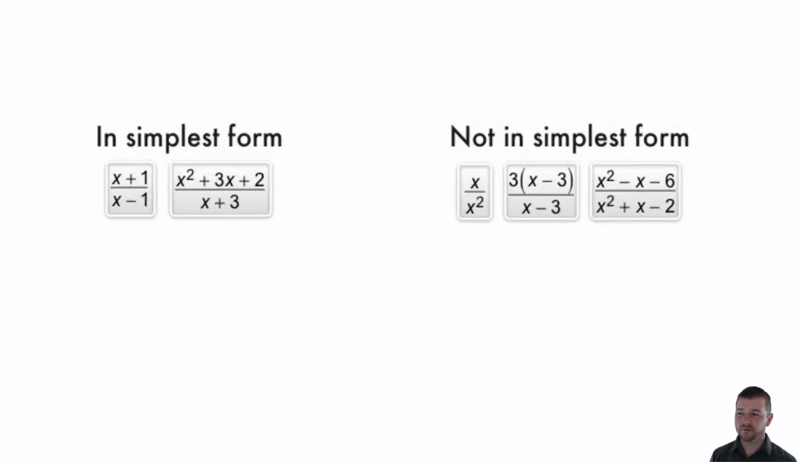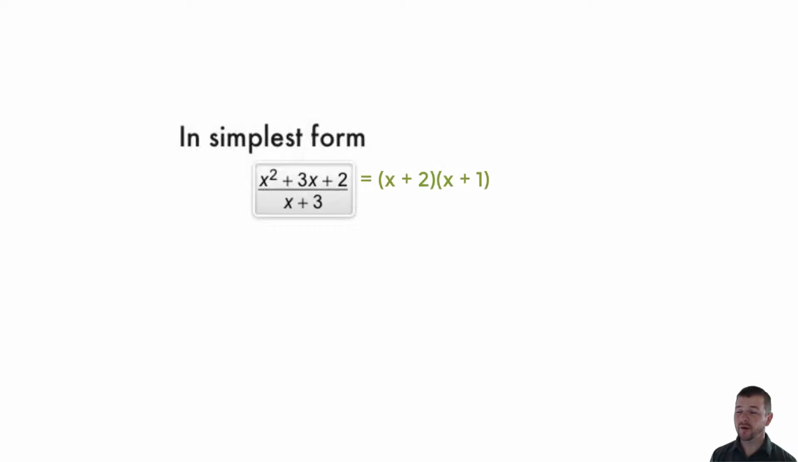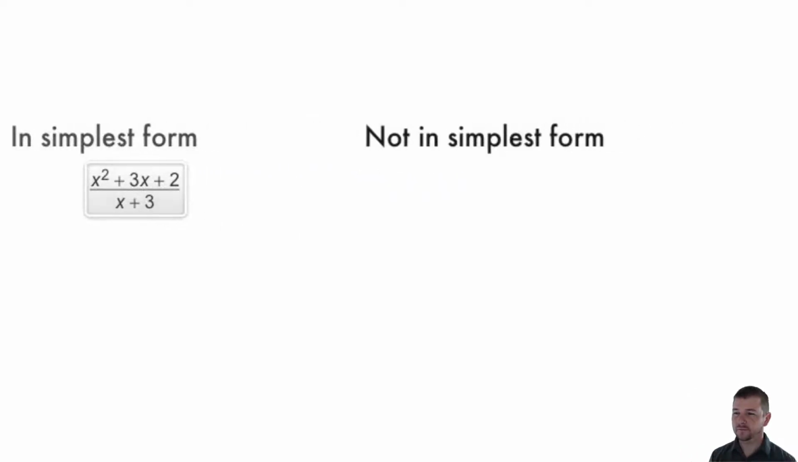Note some examples. First, on the left, in simplest form, x plus 1 over x minus 1. No common divisors. And x squared plus 3x plus 2 over x plus 3. Note, even after factoring the numerator, we would have no common divisors. X plus 3, the denominator, is not a factor of the numerator.